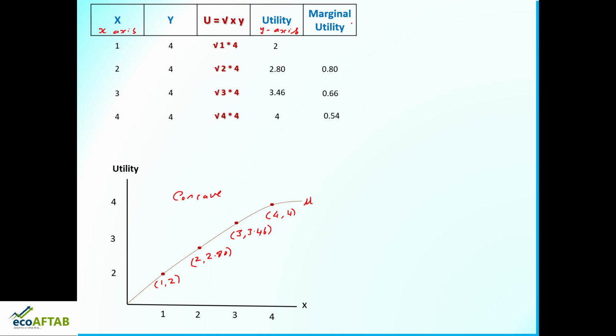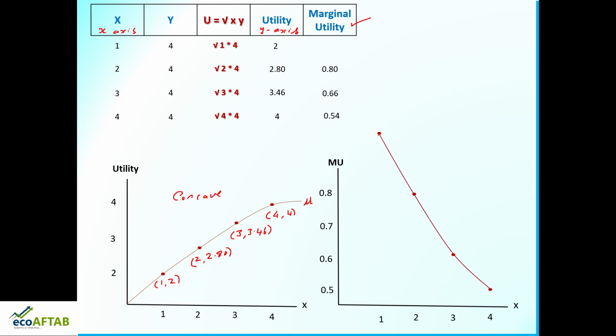Now let us try to plot the marginal utility. Again, on the x axis I have taken the quantity of x commodity, and on the y axis now I have taken marginal utility. When I plot this, you can see this is the curve that I will get. Because there is no space, I could not plot 2, so I have taken an imaginary dot over here, somewhere near 2. From this dot we get a downward sloping curve, and this is our marginal utility curve.